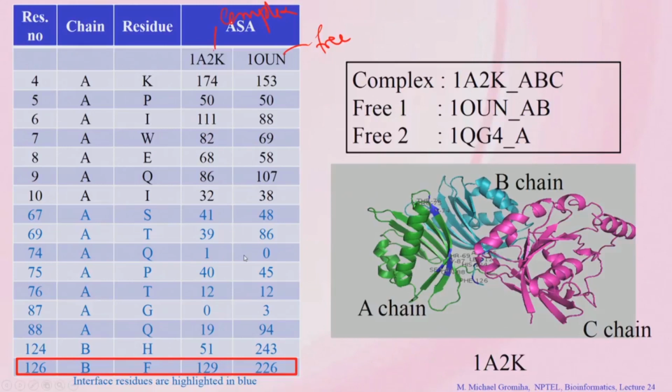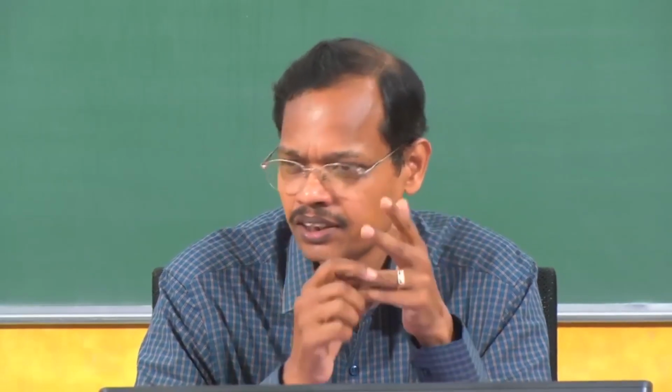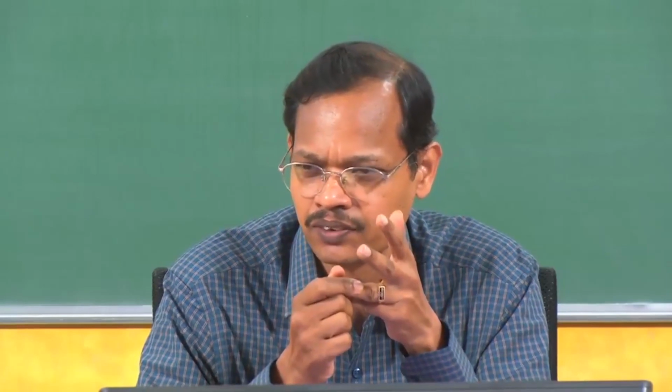So, we discussed 2 different approaches. What are the 2 different approaches we discussed? Distance based criteria and ASA based criteria. Distance based criteria, how to identify the binding sites? Simply based on the cutoff distance, we can identify within that limit. The ASA, how to identify the binding sites? Change in accessible surface area between the unbound form as well as the complex form.